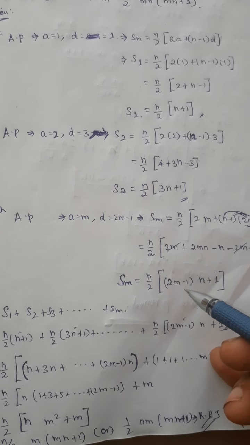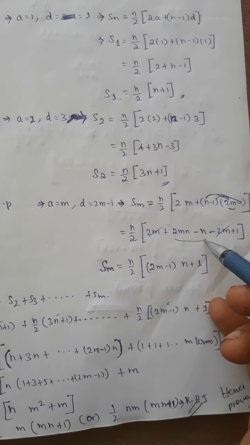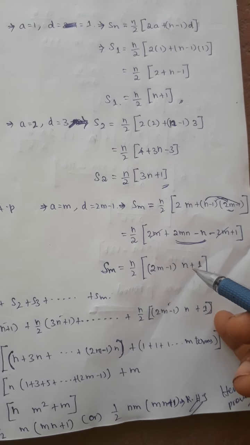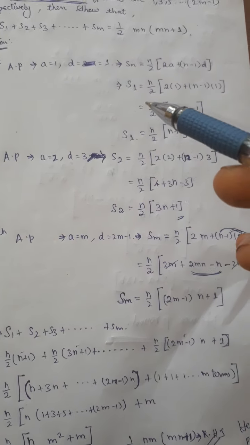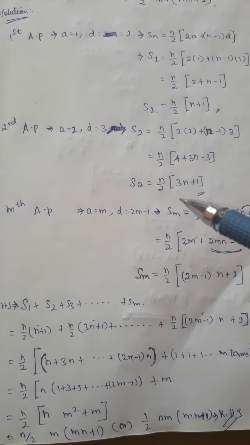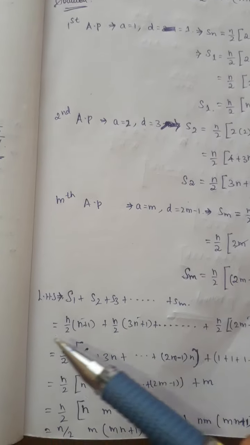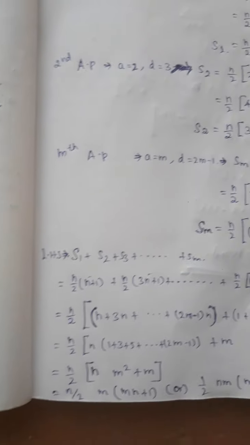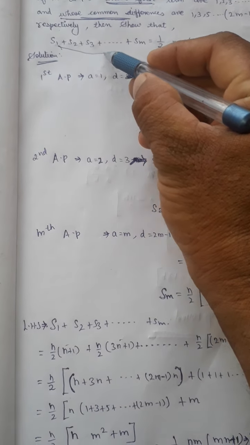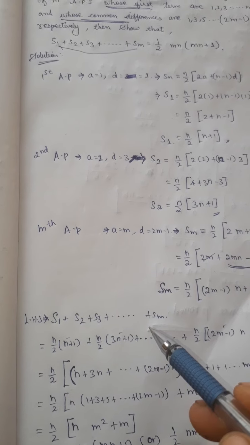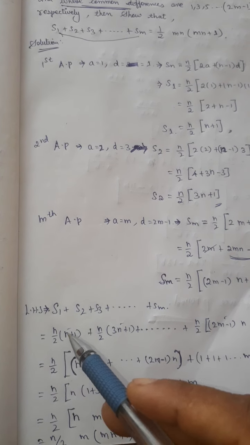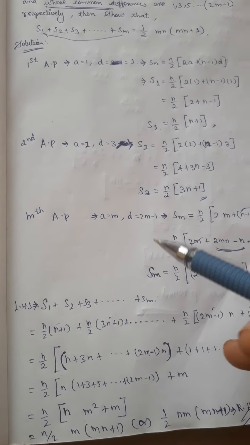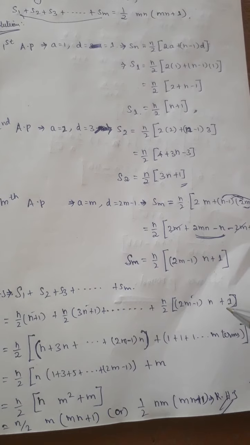So n by 2 into 2m minus 1; we take common n from these two numbers, so 2m minus 1 plus 1. So this is the Sm value. So the S1 value, S2 value, etc., Sm value. Now S1 plus S2 plus S3 etc. plus Sm: substitute in this left hand side. S1 value is n by 2 into n plus 1, S2 value n by 2 into 3n plus 1, etc., Sm value n by 2 into 2m minus 1 into n plus 1.